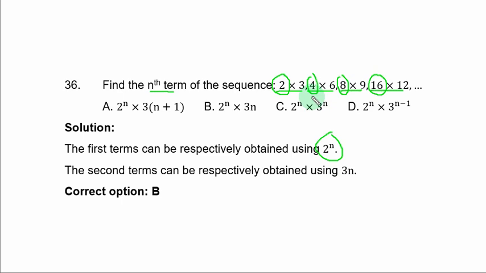Then the second term in each term, you have 3. Now you have 6. 3 times 2 is 6. 3 times 1 is 3. You have 9. 3 times 3 is 9. You have 12. 3 times 4 is 12. So you have 1, 2, 3, 4 is also present. So you can use 3n to obtain the second term in each term. Put together, you have B as the correct option.